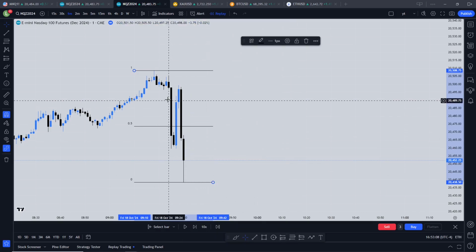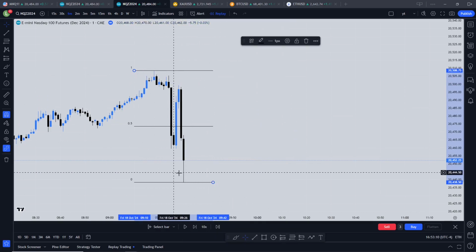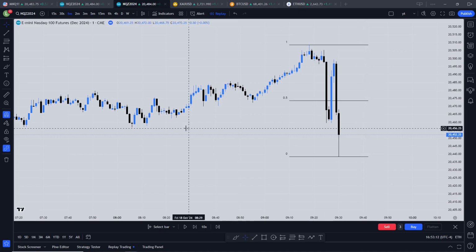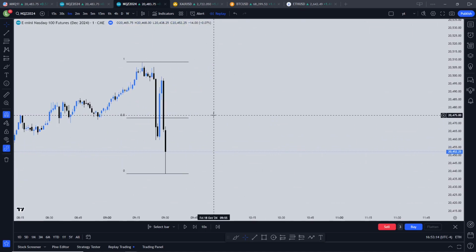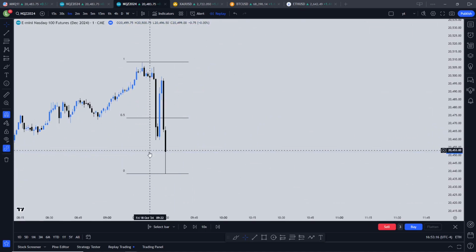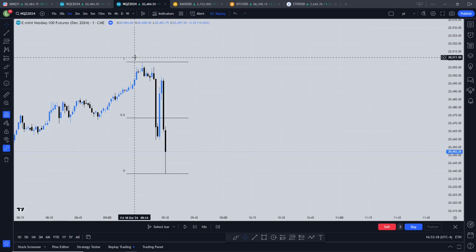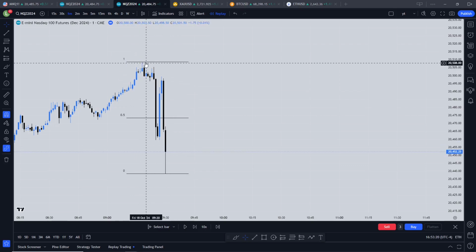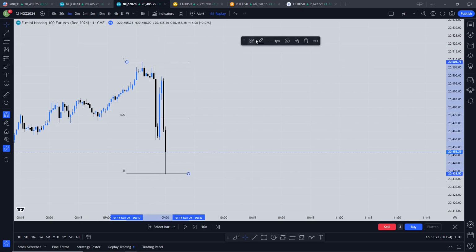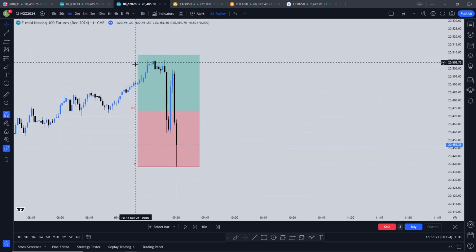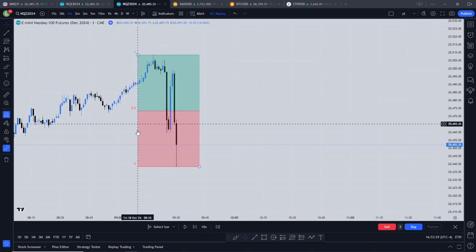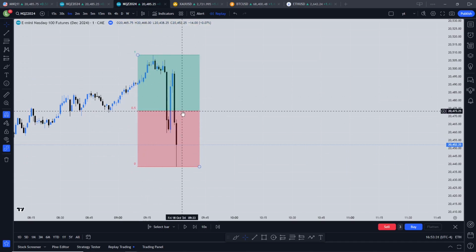So we're going to have this here, and you put it in the range that we're in right now. This is what we're at right now, and right now we would be in discount. This upper half is premium and this lower half is discount. Let me actually put this one on. So this green half is premium and this red half is discount.